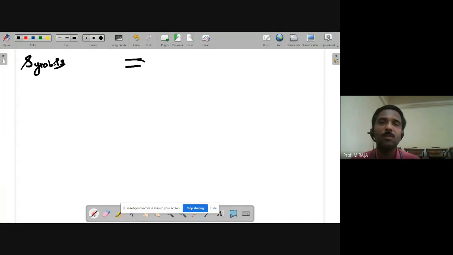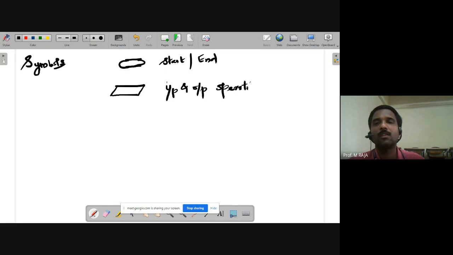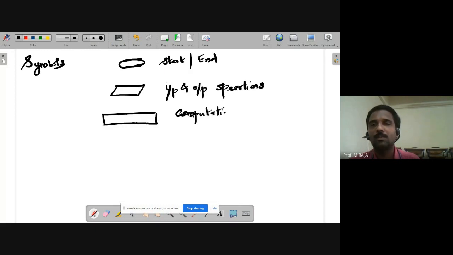First one, this is the oval symbol. This is used to represent beginning as well as end of the flowchart, start as well as end. Then this one, parallelogram, is used to define the input and output operations. Input output operations are defined using this symbol. Then normal rectangle, this is used to represent the computation or computational statements.